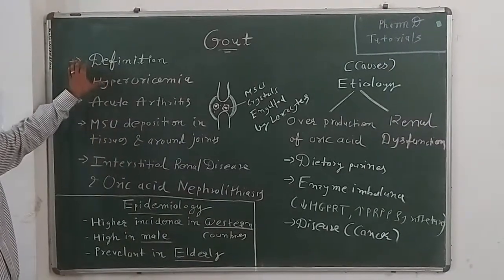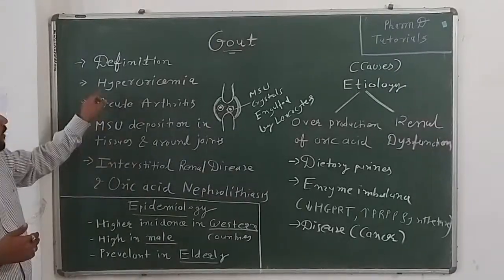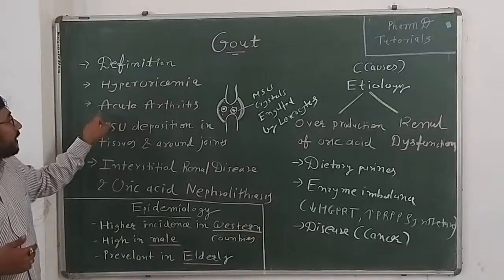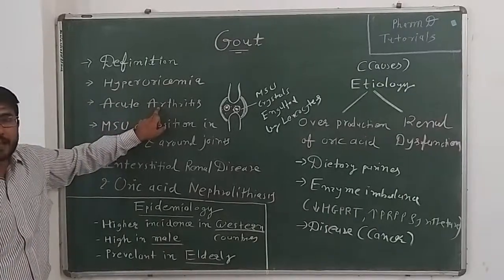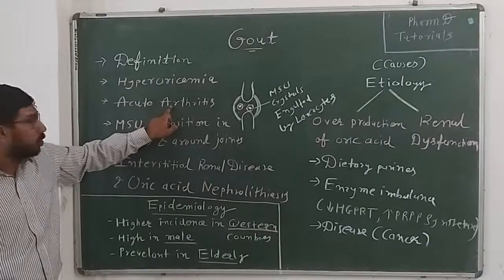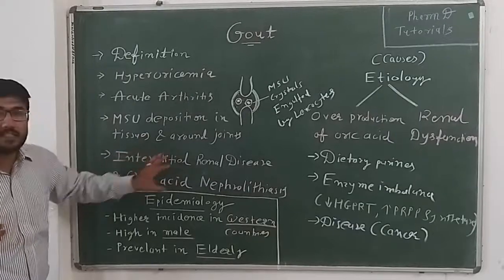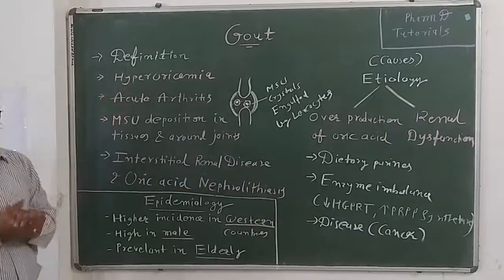So in the definition we can write this entire clinical spectrum. Ultimately the gout condition is this heterogeneous clinical spectrum of hypoglycemia, that of the acute arthritis, mostly acute monoarthritis, that is mostly the involvement of a single joint, then MSU deposition in the form of tophi, and last is the renal complication. So this is the definition.